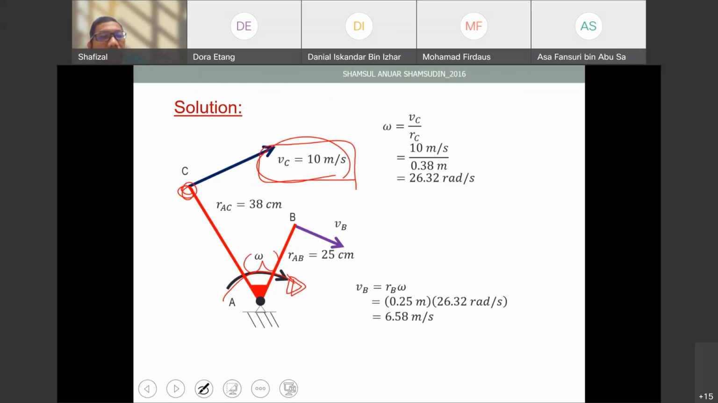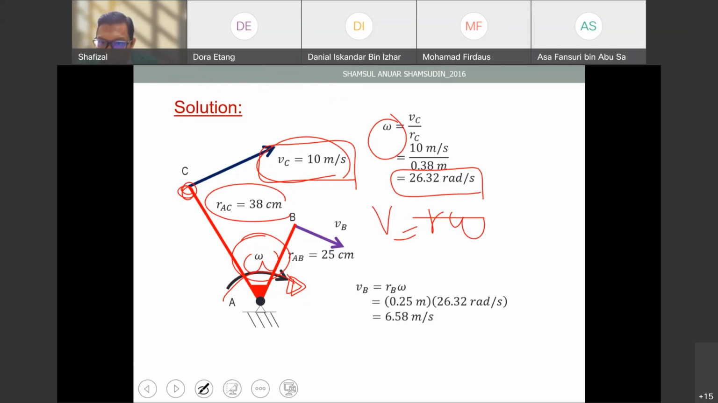So we can find omega here. Angular velocity based on V is equal to r omega, so omega is equal to VC divided by R. RC is 38 centimeter. We can just put it into meter so that we get it in radian per second. We know that the angular velocity for these two should be the same, sebab the links are connected to each other about the pivot. So when this link rotates using the same angular velocity, we can find the velocity of B using this equation. VB is equal to RB omega. Omega is the same. We have found it here, 26.32 radian per second.